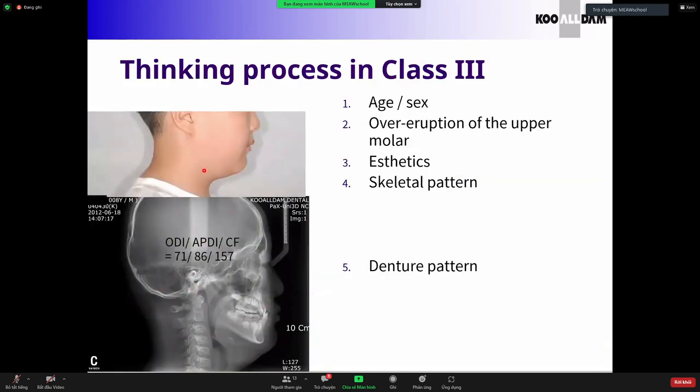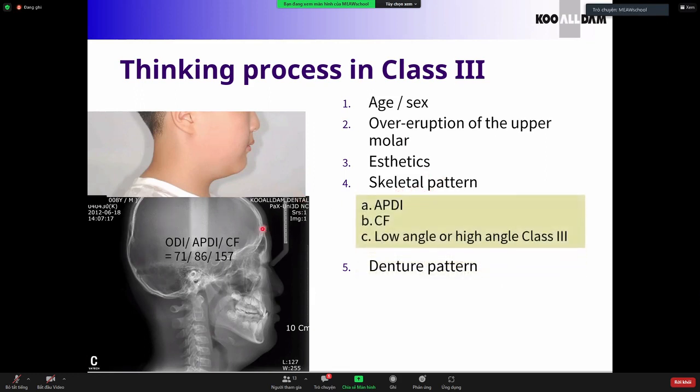So when you treat class 3 malocclusion, this is the thinking process. First, you should check the age and sex. Second, you should remember over-eruption of the upper molar, and aesthetics. And also, the first factor is the skeletal pattern. For the skeletal pattern, at that time, you should do APDI first. The second factor is the combination factor.